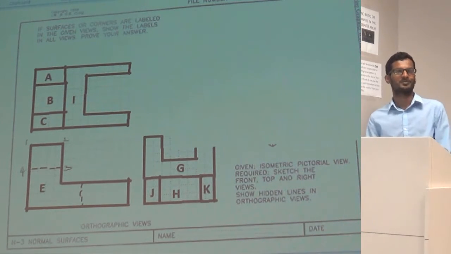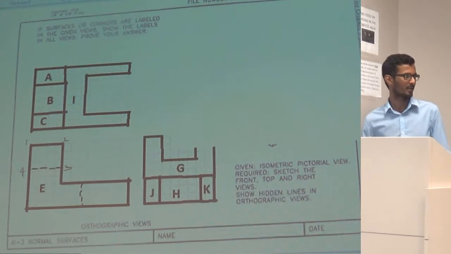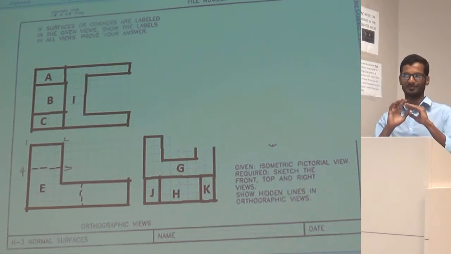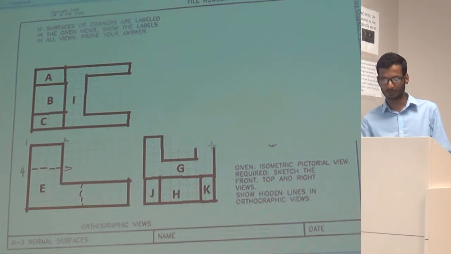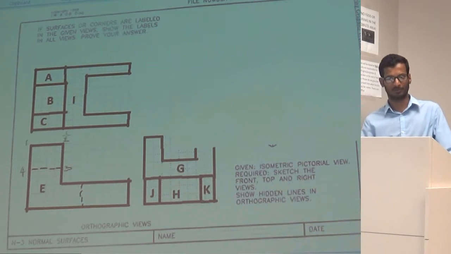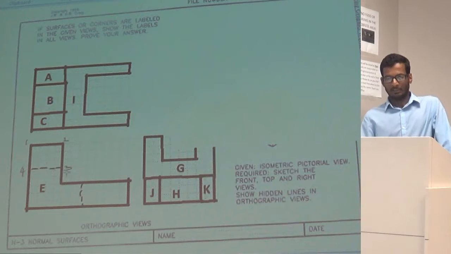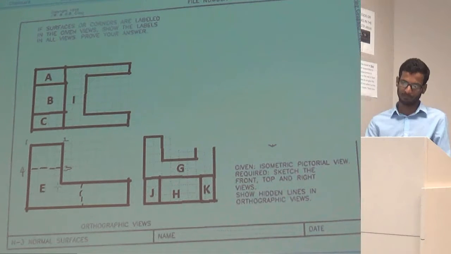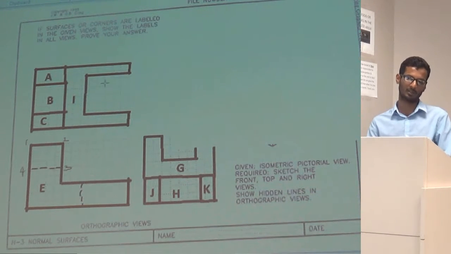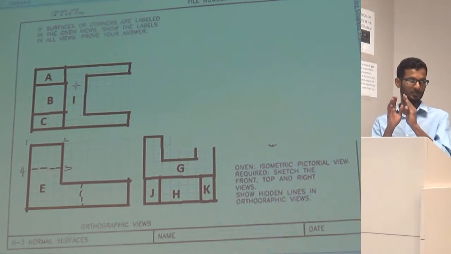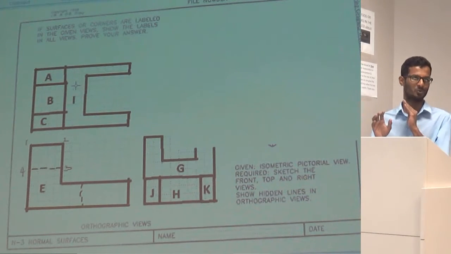I don't have my isometric drawing. Just forget about the isometric drawing. We will need to visualize based off what we have on these three views. So let's see surface E. If I have a surface in my front view, what would that particular surface be represented as in my top view? We need to basically visualize based off these three views.